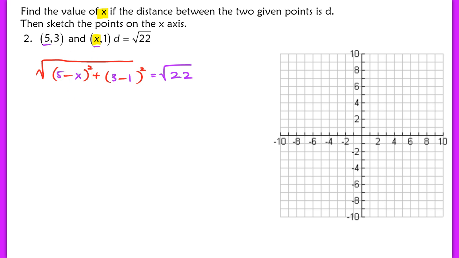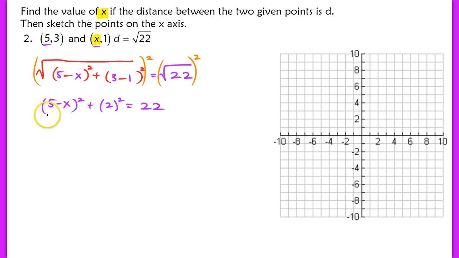So the first thing I would do, like I said, is square both sides. So if I square both sides here, that radical will completely drop. So now I'm left with just the inside of this radical. So when I multiply two radicals, so I'm multiplying this radical by itself, it's going to drop that radical sign, so I'm left with 5 minus x, that quantity squared, plus 3 minus 1 squared, so 2 squared. Now on the other side, that radical will also drop, leaving me with just 22.